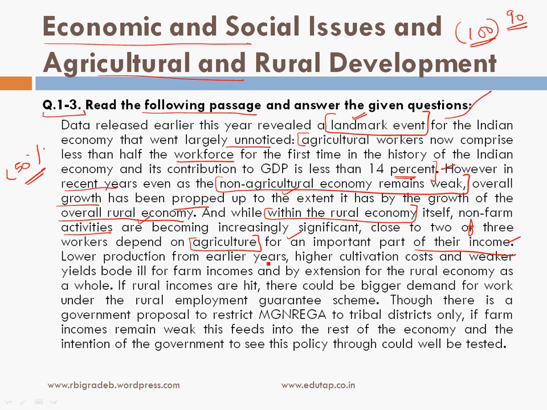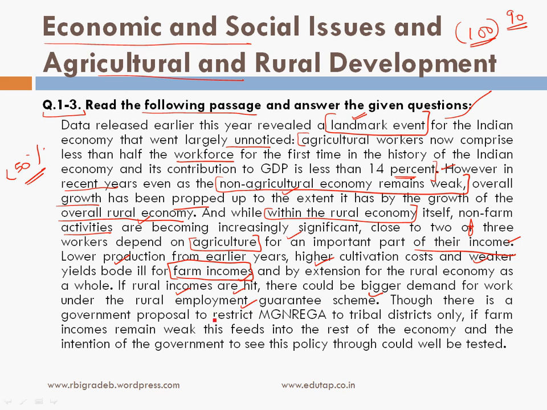Lower production from earlier years, higher cultivation costs and weaker yields bode ill for farm incomes and by extension for the rural economy as a whole. So these 3 factors, lower production, higher cultivation costs and low yield, are not good indicators for farm incomes. They are bad because they lead to lower farm incomes, and once the farm incomes are low, by extension it is bad for the rural economy as a whole. If the rural incomes are hit, there could be a bigger demand for work under the rural employment guarantee scheme. So if the income of the farmers is hit, then maybe there could be a demand by the workers to get work under the rural employment guarantee scheme.